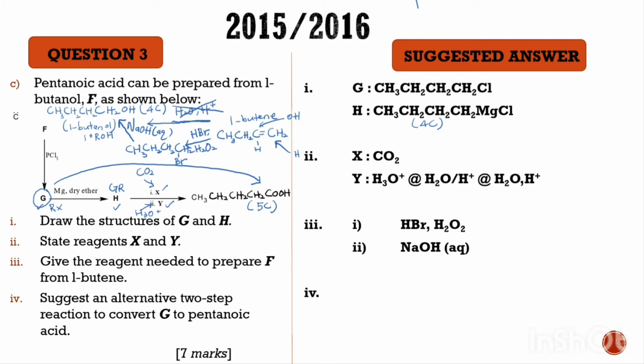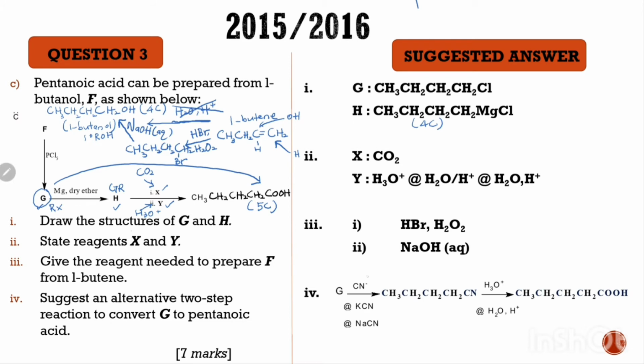So kita kena tahu ada 2 reaction daripada haloalkane yang kita boleh tambah number of carbon. So yang tadi adalah Grignard reagent, reaction of Grignard reagent. Okay, yang kedua kita ada reaction of nitrile. So daripada G, okay, kita boleh buat reaction dengan CN-, okay, to form nitrile compound.